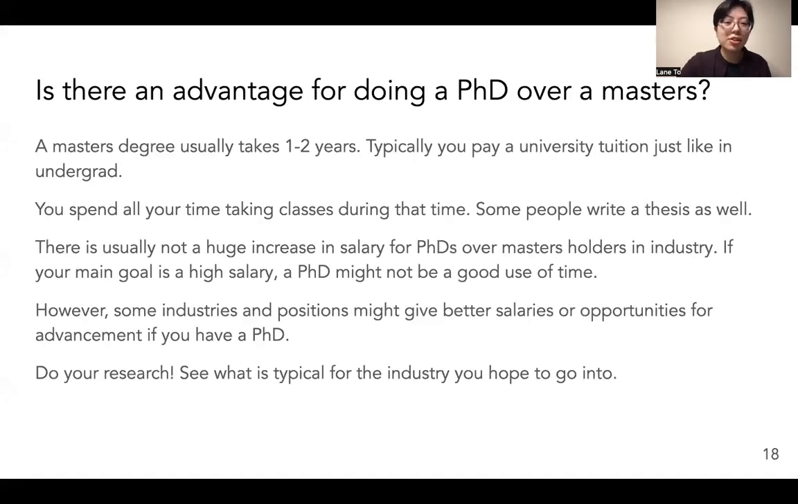This is a question that people wonder a lot. Is there an advantage to doing a PhD over a master's? A master's degree usually takes 1 to 2 years. If you're doing a coursework-based master's, then oftentimes you'll have to pay the university tuition like you did in undergrad. Or you could get a scholarship, but those are harder to come by compared to undergrad. When you do a coursework-based master's, you'll spend your time taking classes. Some people also do research on the side, and some might write a thesis.